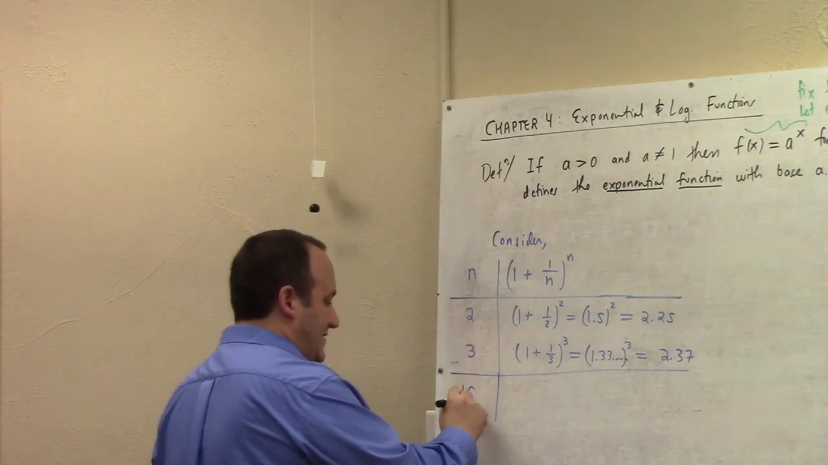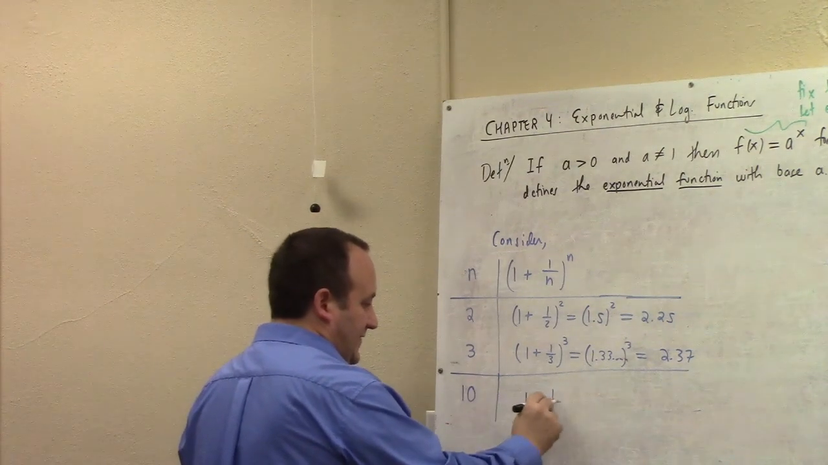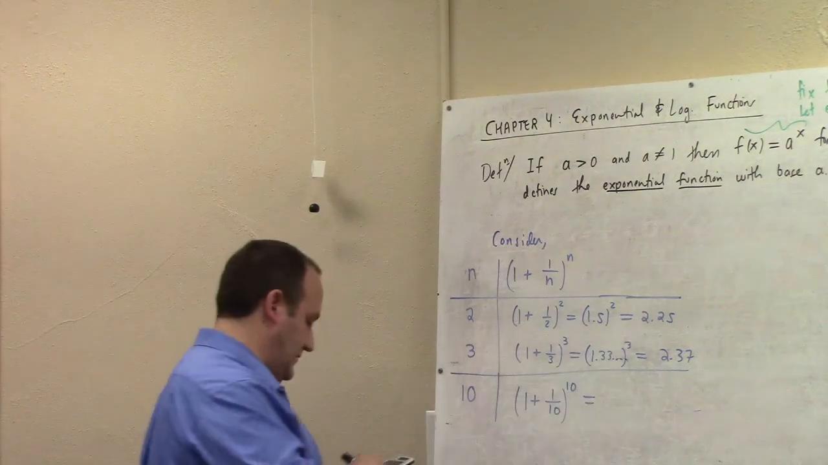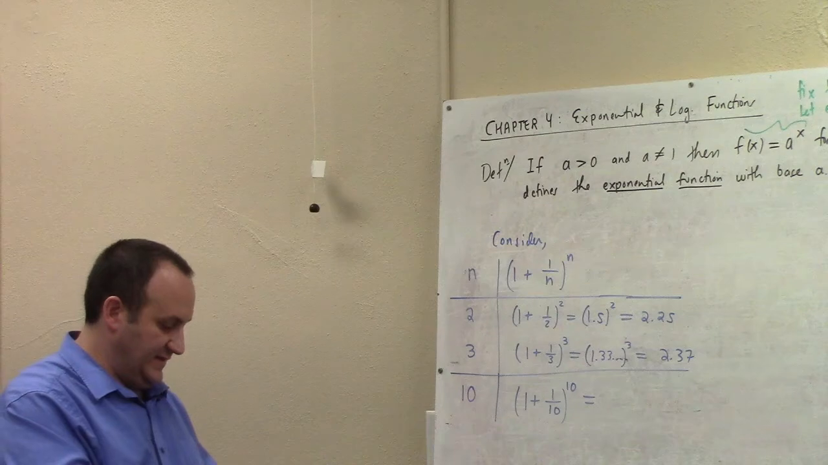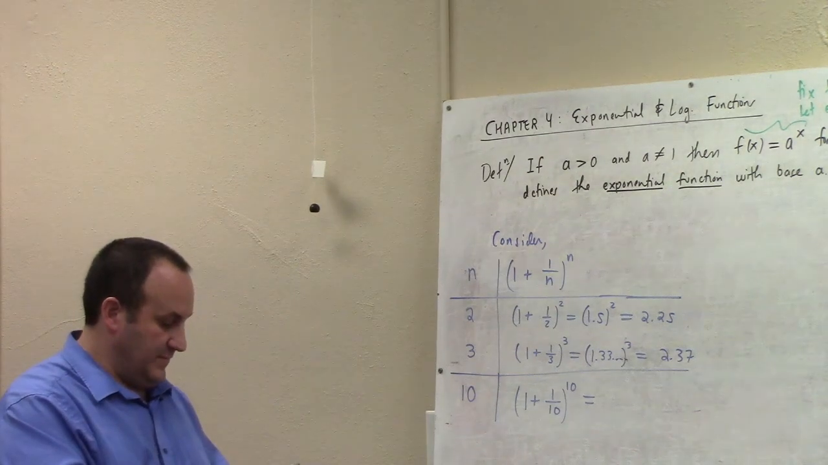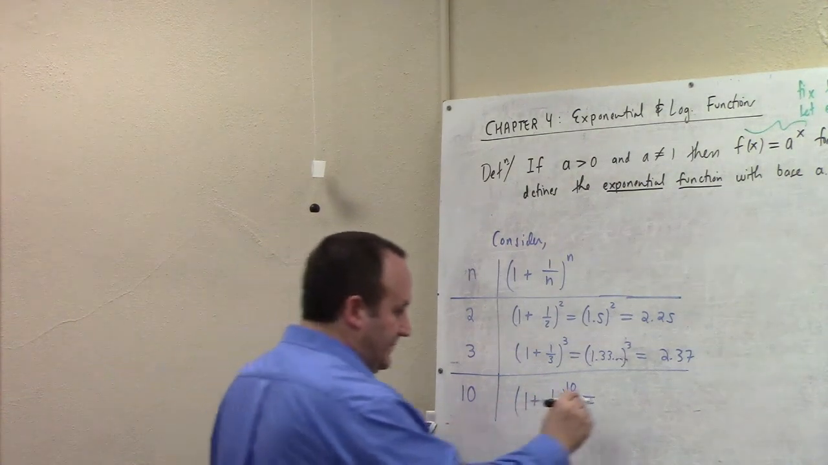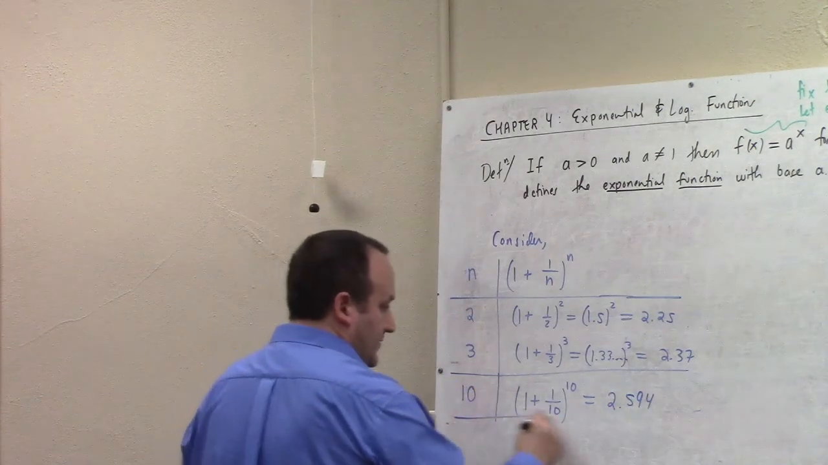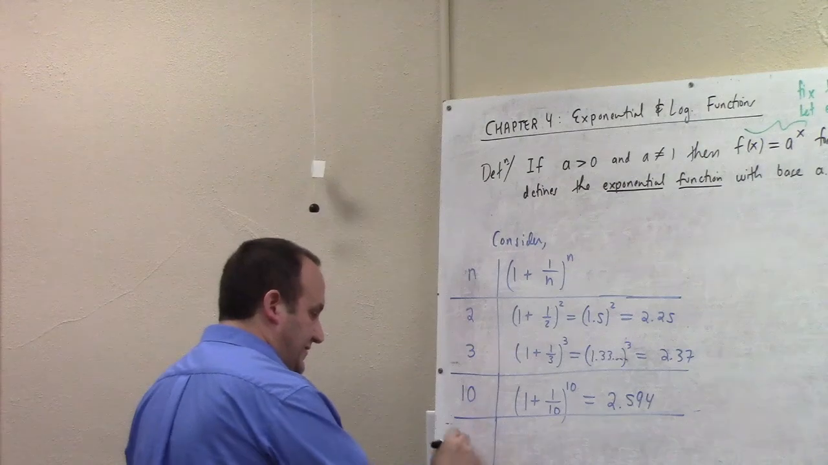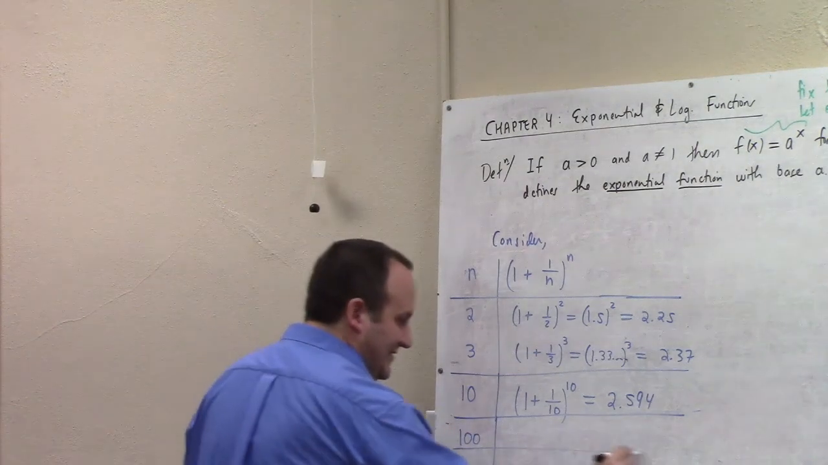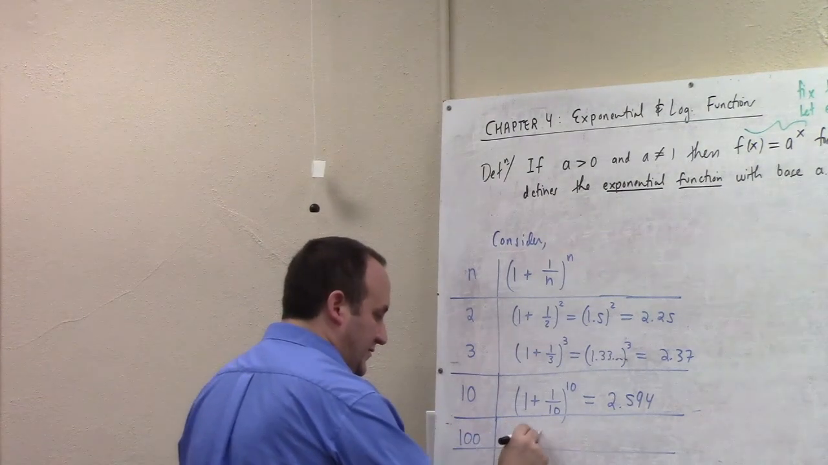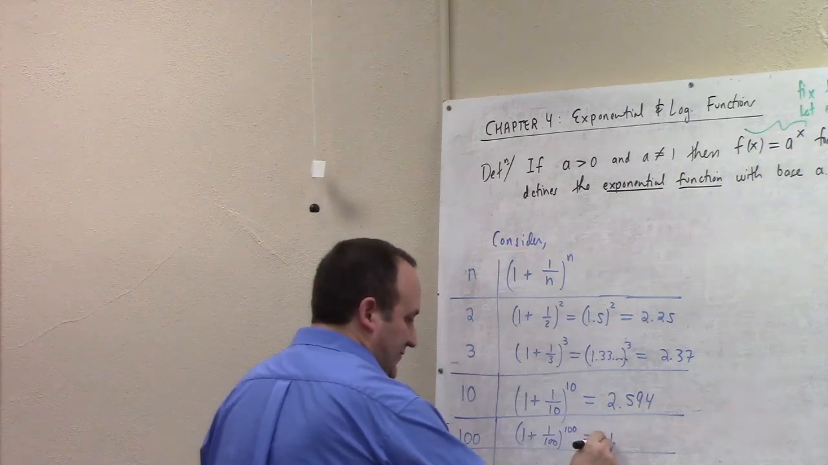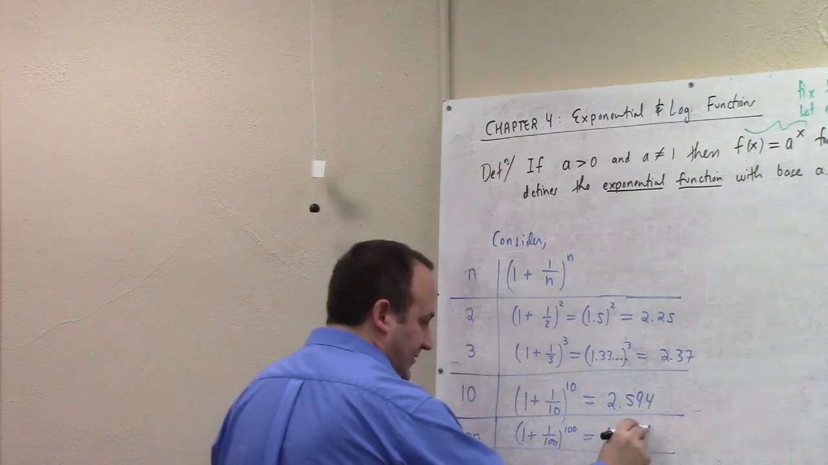How about 10? What's 1 plus 1/10 to the 10th power? So 1.1 raised to the 10th power, what do we get? According to my calculator, 2.594. All right, great. We're still not there. How about to the 100 power? So 1 plus 1 over 100 to the 100 power. What's that give us? In other words, 1.01 raised to the 100 power.